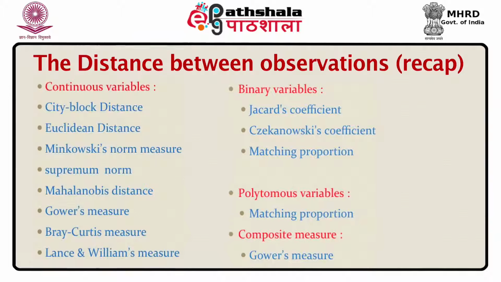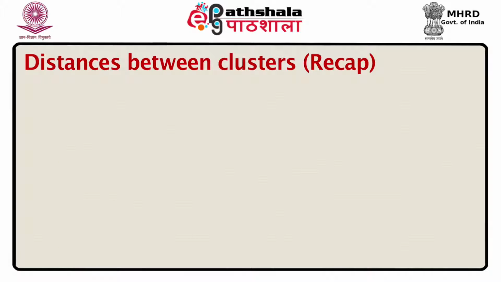Now when we form the clusters, these observations come together one by one, and hence in a cluster there are more than one observation. So now to find distances, we need to find not distances between observations only, but distances between the clusters. A very quick recapitulation of the cluster distances.